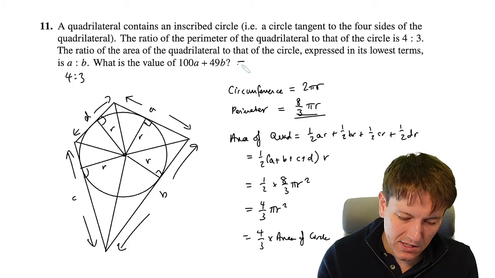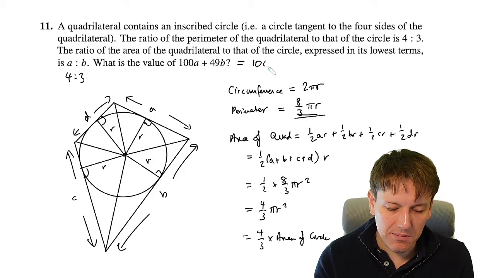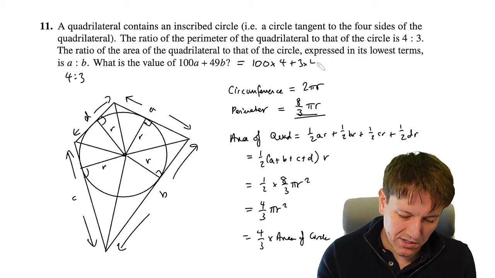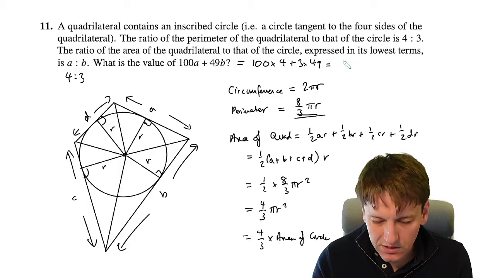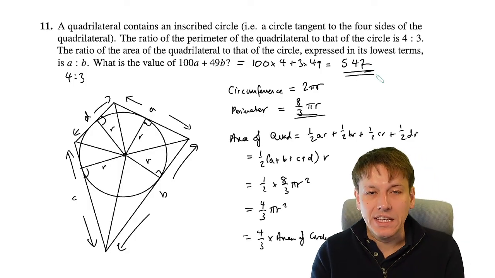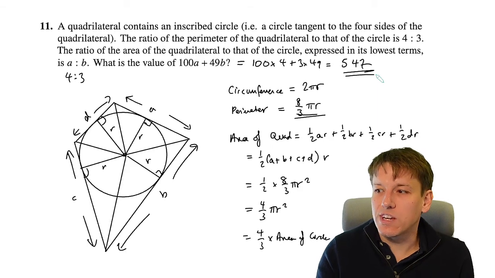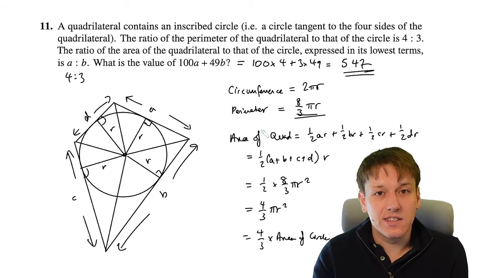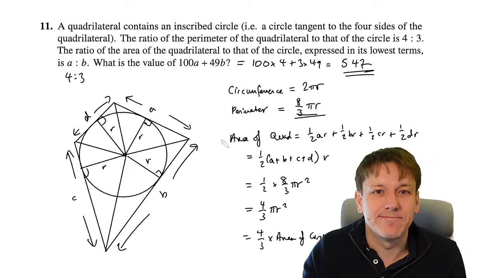And so we get an answer to this question that 100A plus 49B is 100 times 4 plus 3 times 49. So that is 547, and that would be the answer to this question. So quite a tricky one, I think, but quite a nice, satisfying solution once we get there.